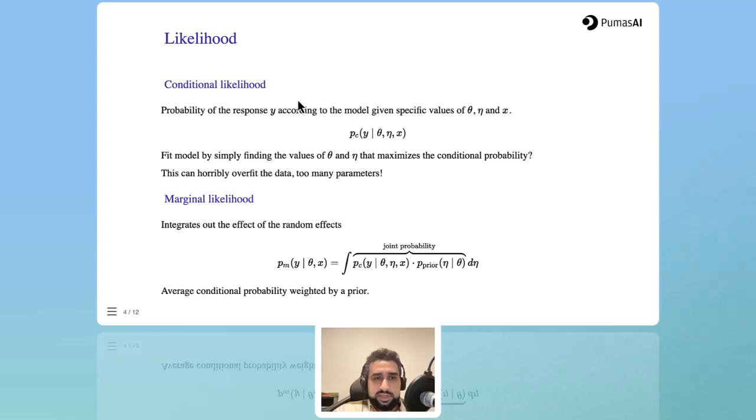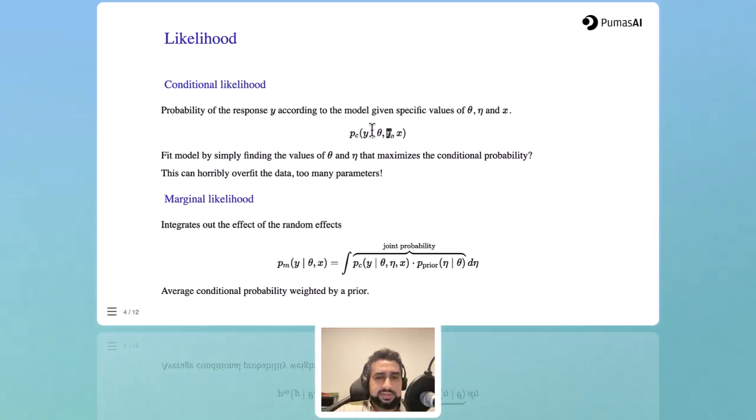And this is, again, often called the likelihood in general. But there are different types of likelihoods in the context of nonlinear mixed effects models. You could either write the conditional likelihood, or something called the marginal likelihood. And this really refers to how we treat the random effect, so how we treat this variable eta here.